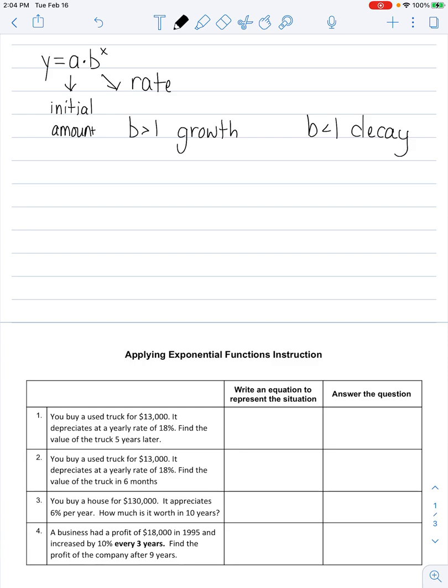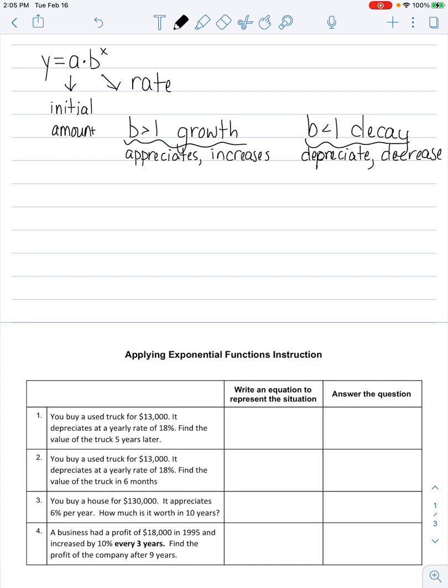So let's look a little bit more deeply into our growth and our decay, and how we can use that to help us solve problems. First of all, let's talk about some words that mean growth. If something grows, it appreciates when you're talking about money, or it increases, okay? And when you talk about decay, you'll also hear the word depreciate or decrease. Okay, so I want you to be familiar with that language.